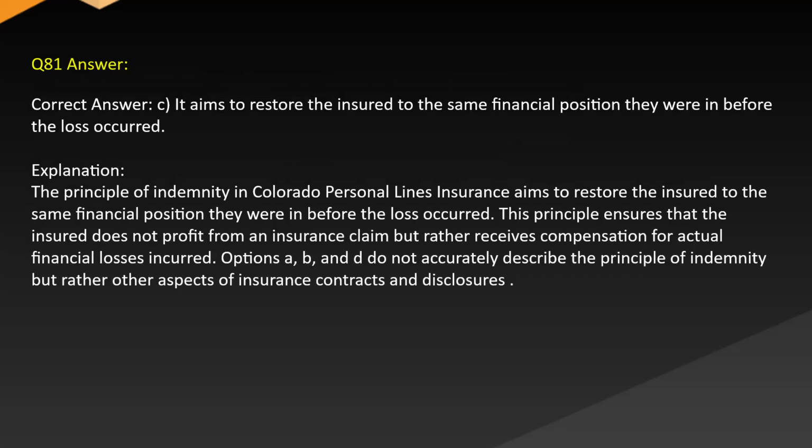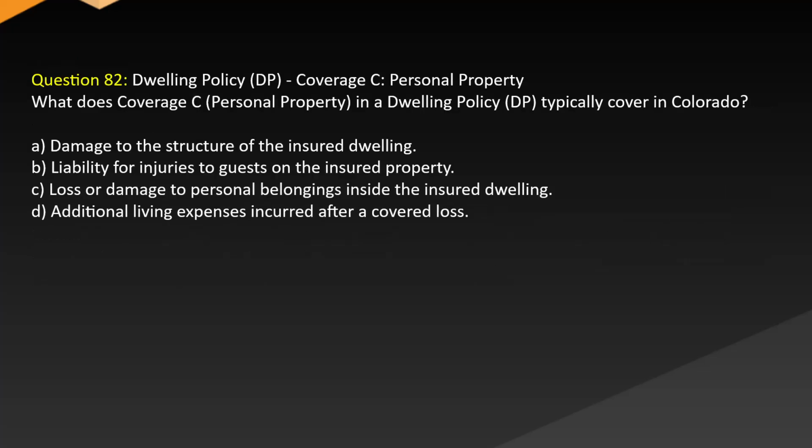Correct answer. C. It aims to restore the insured to the same financial position they were in before the loss occurred. Explanation. The principle of indemnity in Colorado personal lines insurance aims to restore the insured to the same financial position they were in before the loss occurred. This principle ensures that the insured does not profit from an insurance claim, but rather receives compensation for actual financial losses incurred. Options A, B, and D do not accurately describe the principle of indemnity, but rather other aspects of insurance contracts and disclosures.